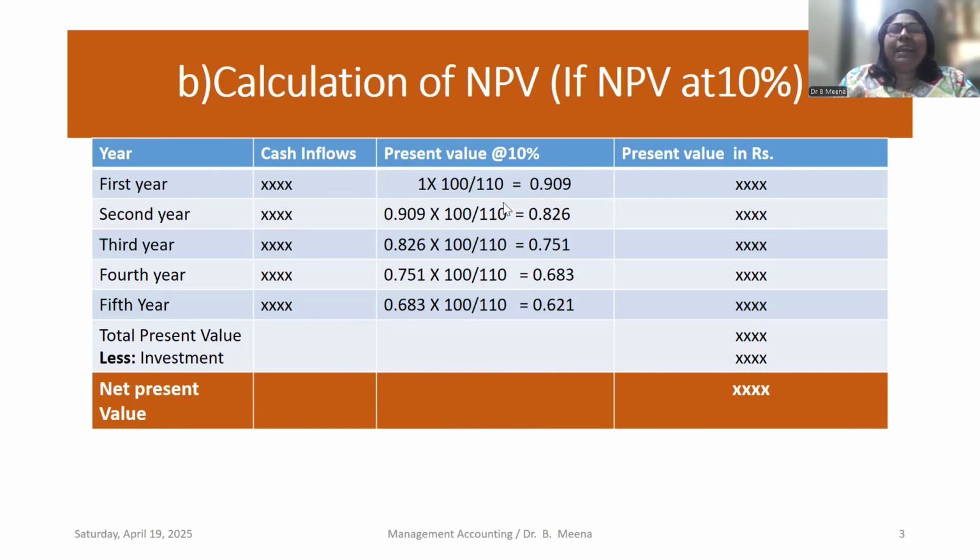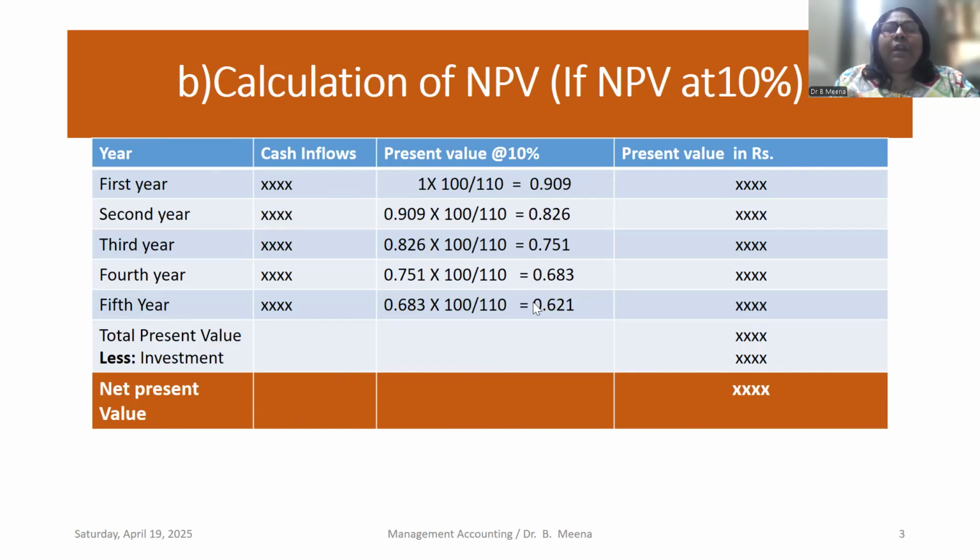In case of the second year, take the same value and multiply it by 100, the whole divided by 110, and I'll get the second year value. After getting the second year value, multiply it by 100 by 110, and I'll get the third year value. Likewise, I will calculate for the fourth year and fifth year. In case the present values at 10% or 15% or 20% are not given, this is the way to work out those values.